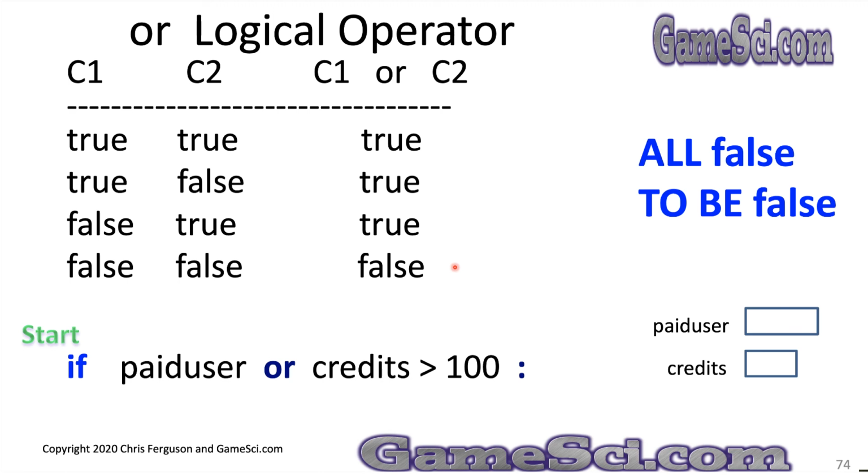Again, it works just like the English language word. What does OR mean? OR means either one can be true for the result to be true.